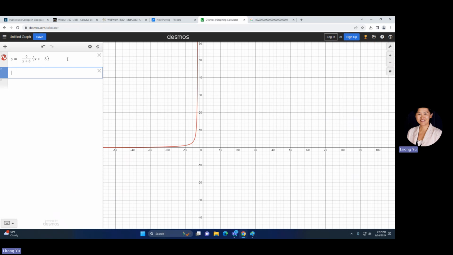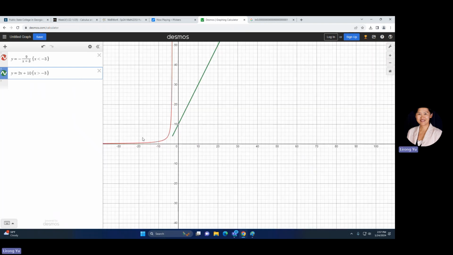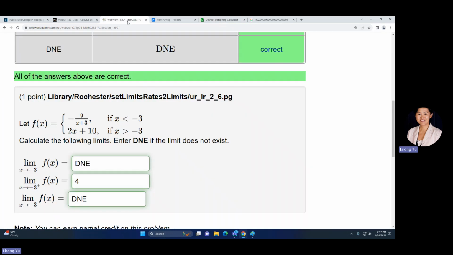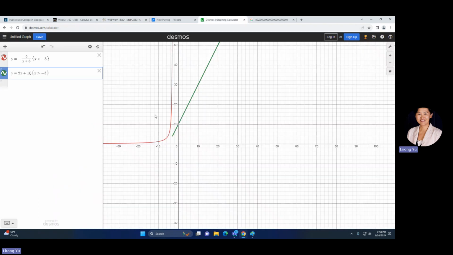Okay, and then the other part is y equals 2x plus 10. And then x is bigger than -3. So it's definitely discontinuous. But I see this side is infinity, right? I had infinity already, but I think it should be infinity, if you look at the graph. This side should be plus, what is it, a 4. Okay.